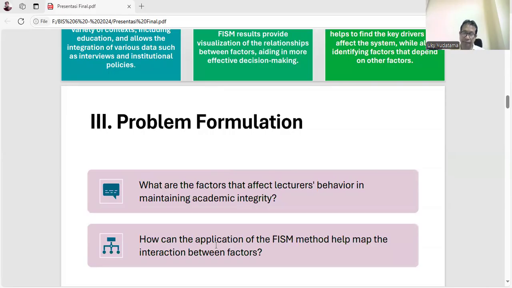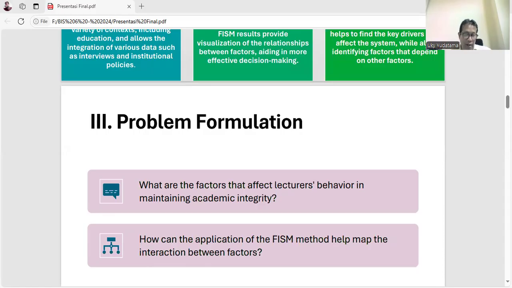Problem formulation. In the study, we aim to address two main questions. One, what are the factors that affect lecturer behavior in maintaining academic integrity? This question seeks to identify the various factors, both internal and external, that influence how lecturers uphold academic integrity in their teaching and research activities.